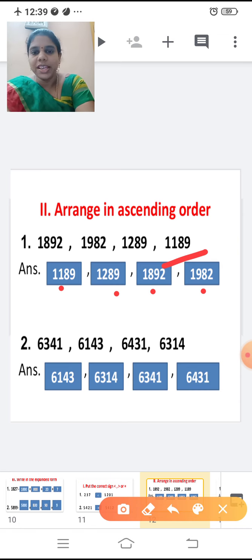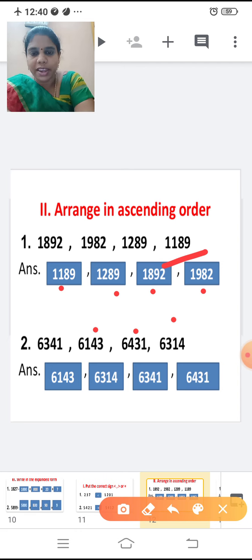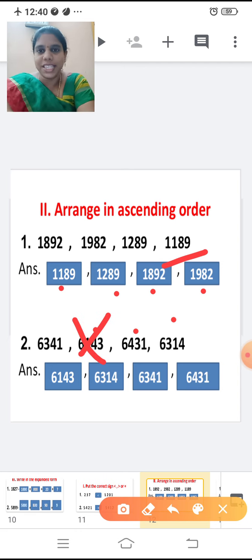6341, 6143, 6431, 6314. Now tell me children, which is the smallest number out of these four? So first see the thousands place. In all the numbers we have 6. Now compare the hundreds place now. Which is smaller? So 6143 is smaller. Then 6143 is the smallest number.